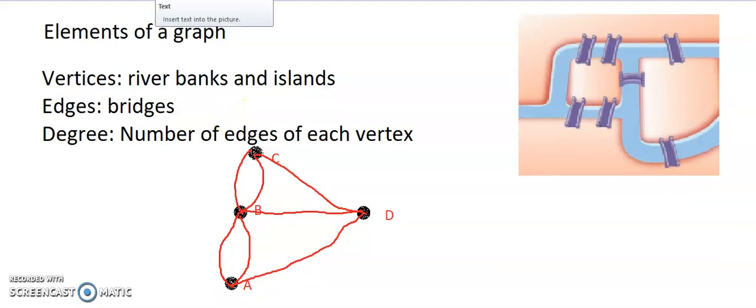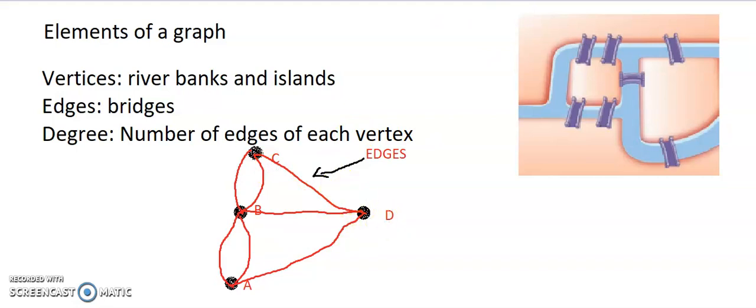This links in now to us really understanding this vocab. So we've said that we've got 4 vertices. Our bridges are our edges, and if you can see on the diagram, we also refer to them as the pathways. And then we've got our degrees. So the degree is the number of pathways each vertex has.